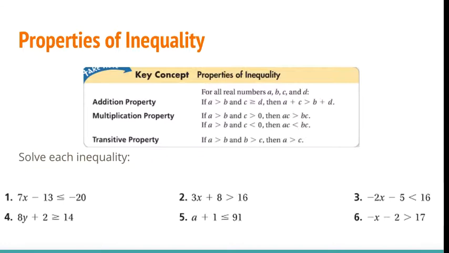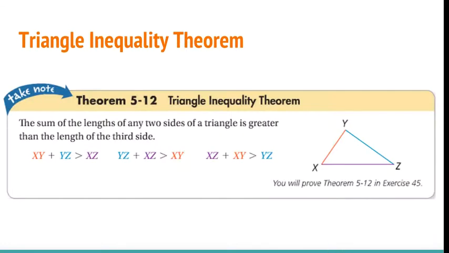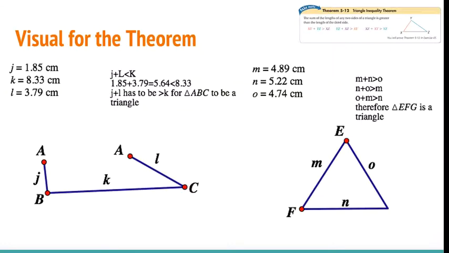Got it? Let's continue. Triangle inequality theorem 5-12 states that the sum of the lengths of any two sides of a triangle is greater than the length of the third side. For example, side XY plus side YZ must be greater than side XZ in order for the triangle to be a triangle. Here is a visual of the theorem.